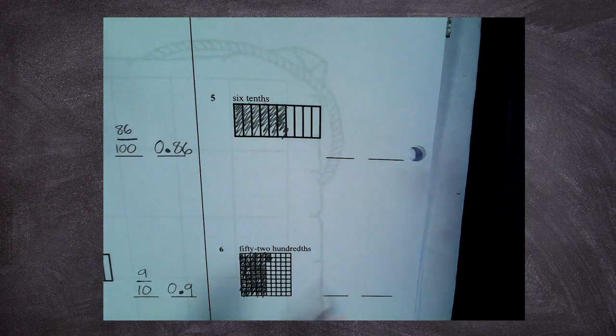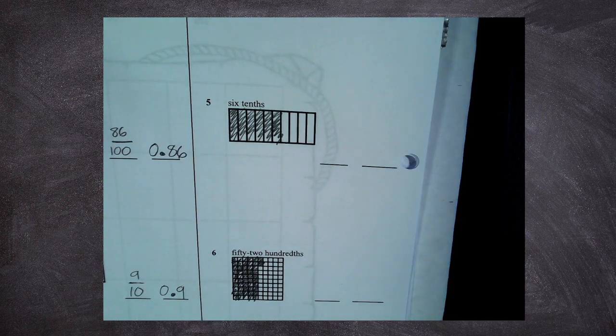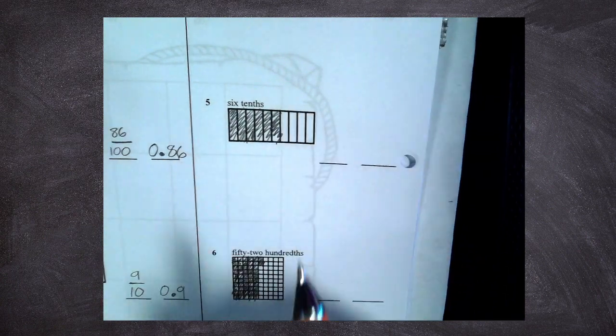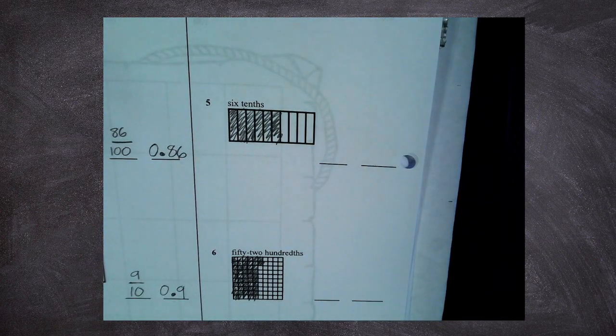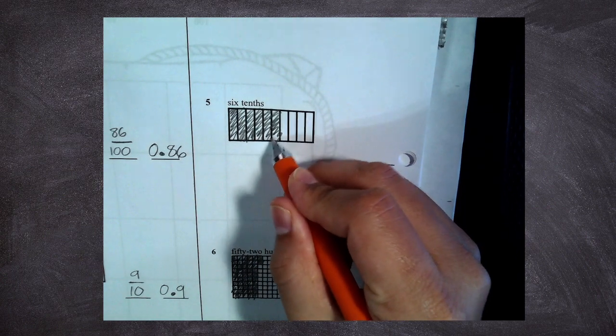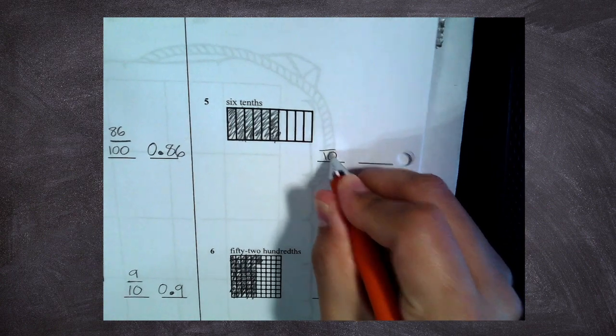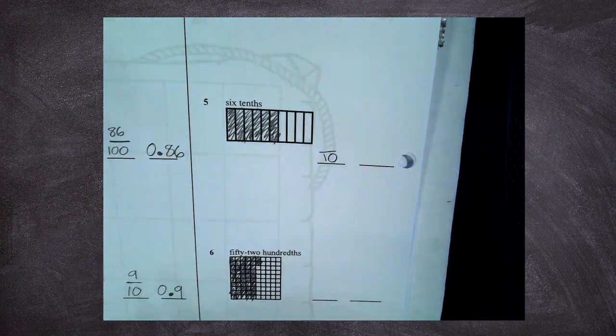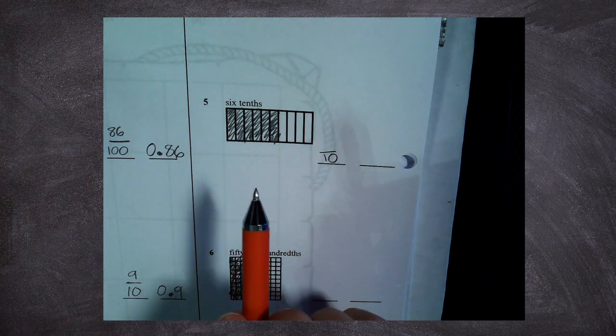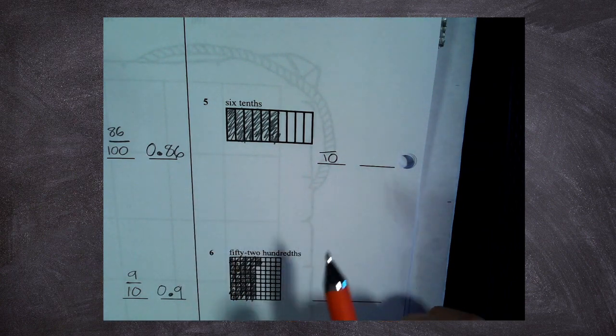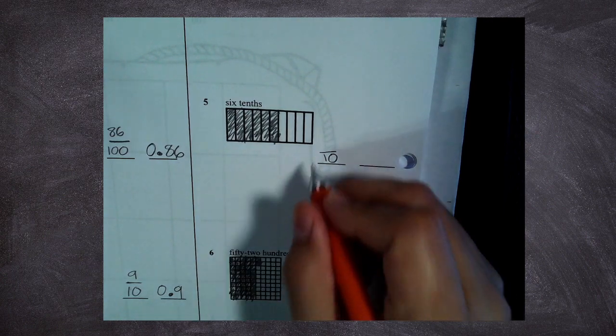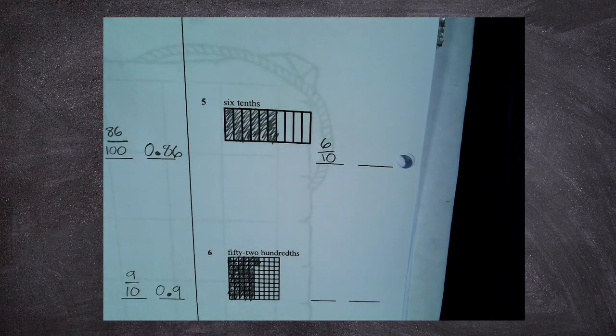Problem number 5. Here's our model. Who can tell me, what do you think the fraction should be for number 5? Kylie, what should my fraction be for number 5? Okay. Almost. Not 5. Violet? 6. Oh, there we go. 6. So 10 is the denominator. 6 is my numerator. All right.